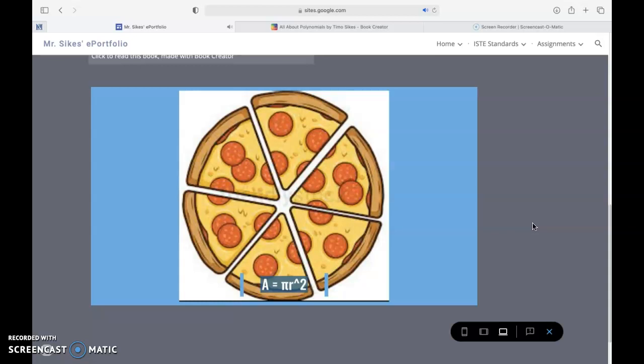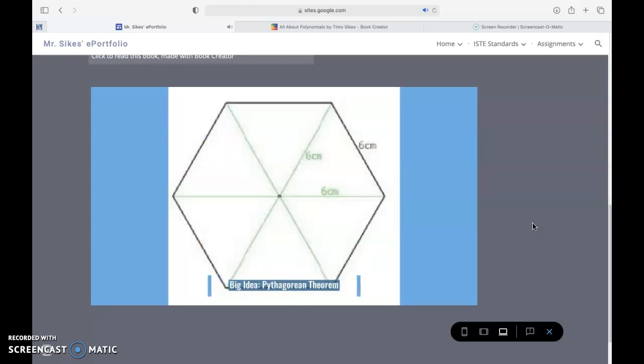Now, since there are 6 slices of pizza, we have to divide 36 by 6 to find an answer of 6. But we have to remember the pi, so we will have 6 pi squared inches of pizza per slice. Let's find the area of this hexagon.